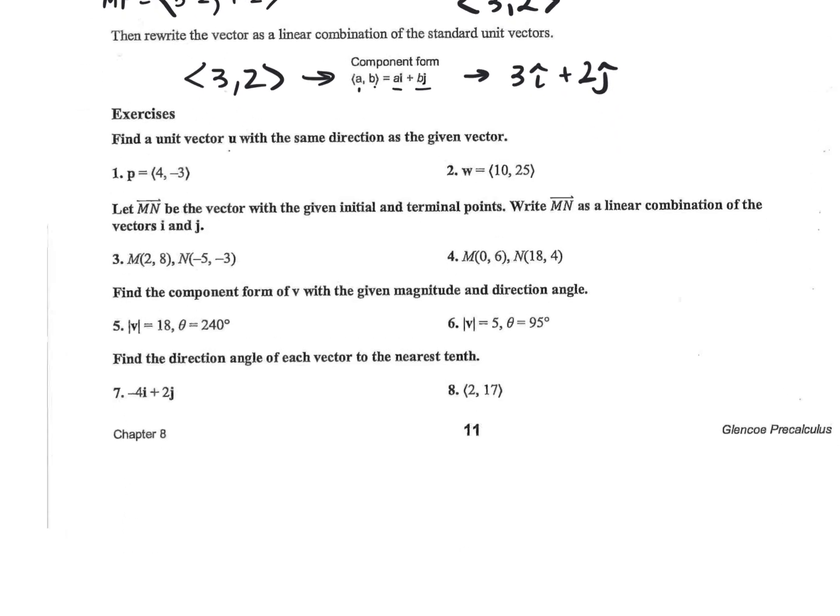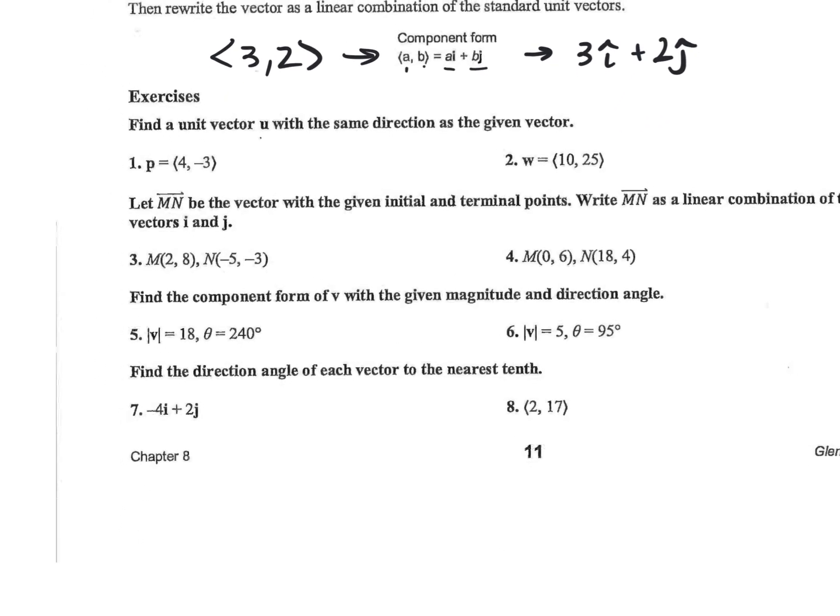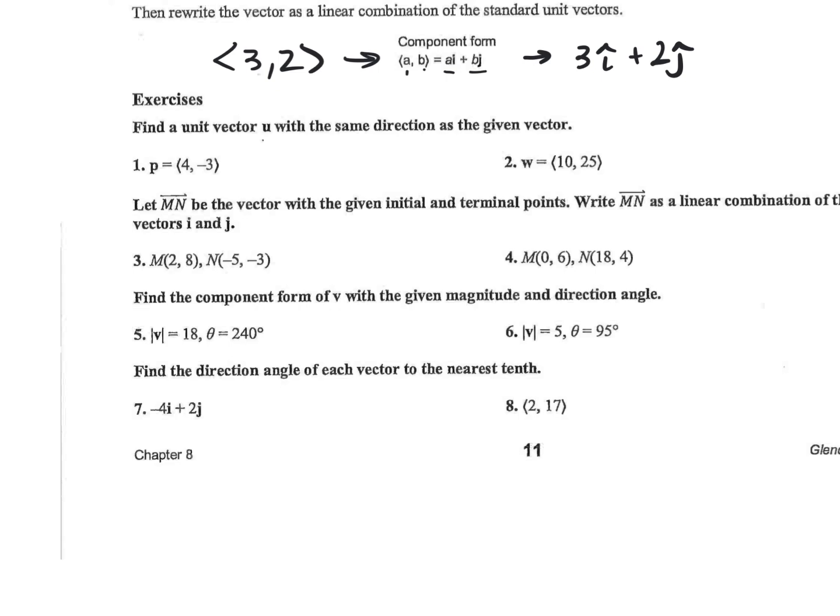All right. So let's try a couple of these. See if you can find the unit vector for P. Remember what you have to do. What do we have to find first when we're doing the unit vector? Magnitude. So find the magnitude and then divide each of the terms by the magnitude. See if you can do that for number 1 here.